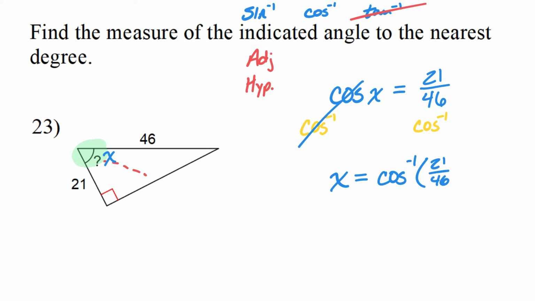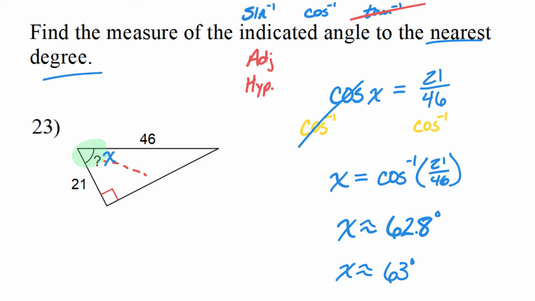I'm obviously going to have to take this to my calculator. Can't do that one in my head. And what we learn is x is approximately 63 degrees. What we get is 62.8, which rounds up to 63 degrees because it does ask us to write it to the nearest degree. So that angle measurement would be 63 degrees.